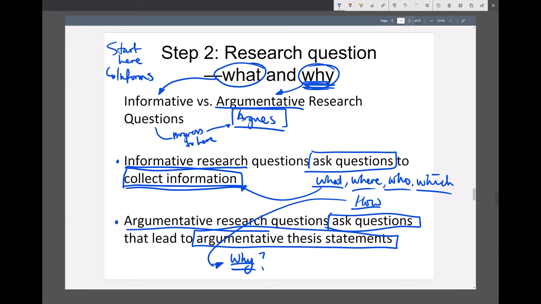To find questions that you can ask about why things happen. And then you can have why answers, which are reasons. And then you can have evidence to support your reasons. And then you can explain that evidence.